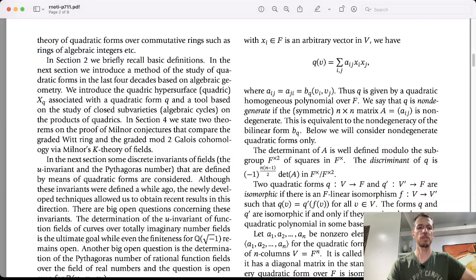In section 2, we briefly recall basic definitions. In the next section, we introduce a method of the study of quadratic forms in the last 4 decades based on algebraic geometry. We introduce the quadric hypersurface, quadric Xq associated with the quadratic form q, and a tool based on the study of closed subvarieties, algebraic cycles on the product of quadrics. In section 4, we state two theorems on the proof of Milnor conjectures that compare the graded Witt ring and the graded Motivic Galois cohomology via Milnor's K-theory of fields.